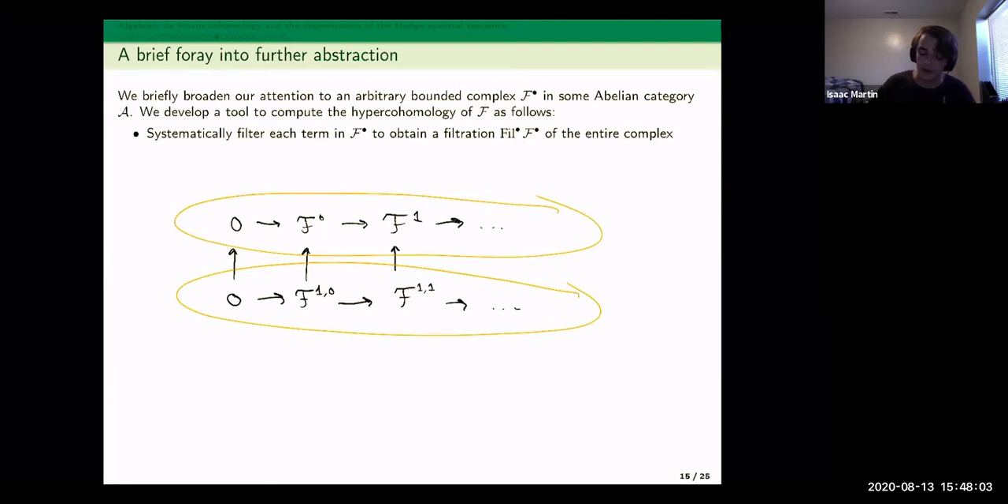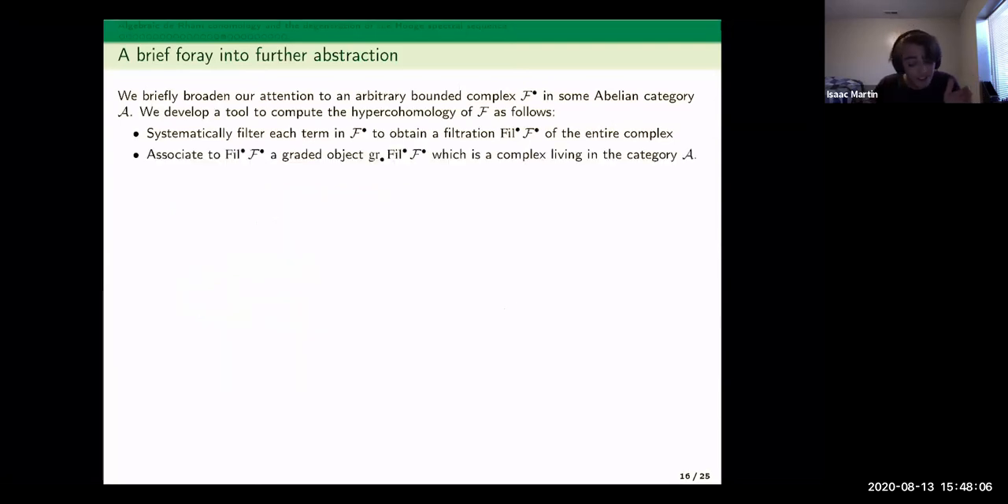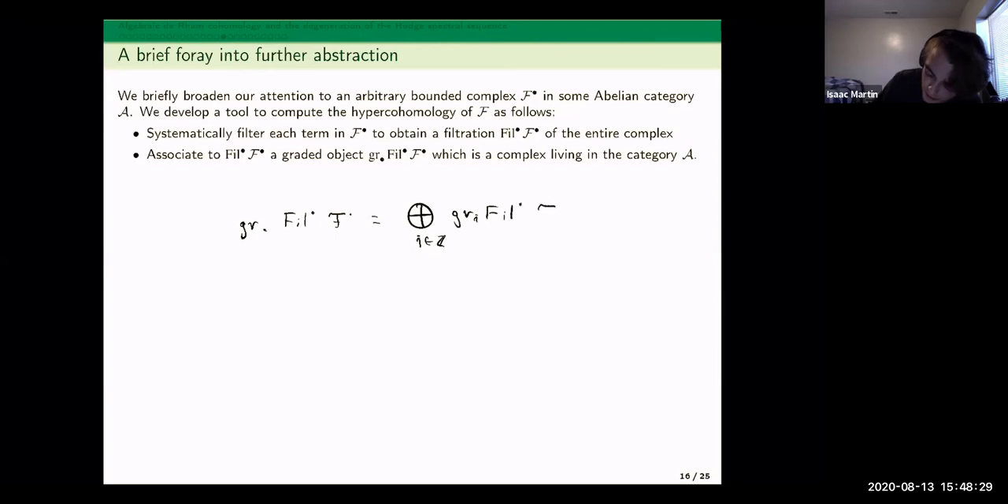So that's great. Once we do that, we're going to associate to this filtration a graded object, which I don't know how to pronounce in words, so I'm just going to call it grade fill. And grade fill is defined like this. It's this guy, and since it's a graded object, as you might expect, it's a direct sum of all of its individual pieces. And these individual pieces are the only thing they can be, which is just quotients of the pieces of the filtration. So this is fill I, quotient fill I plus 1.